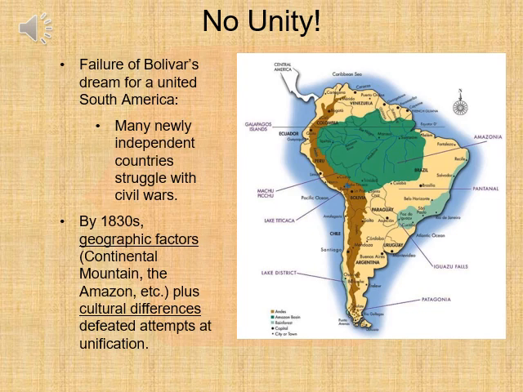Many of these newly independent countries struggled with internal civil wars as competing factions fought for supremacy and dominance within the country. By the 1830s, geographic factors like the continental mountain range, the Andes Mountains, and the Amazon rainforest, plus cultural differences, defeated attempts at unification.